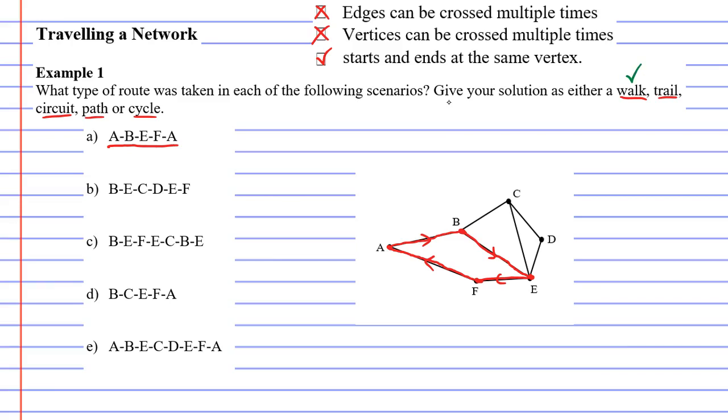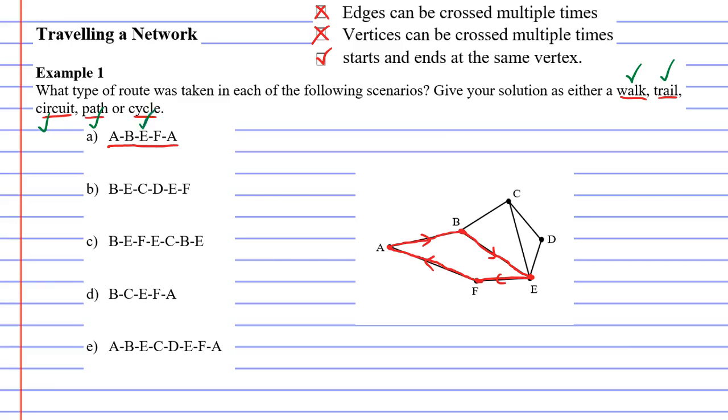It could be a walk, because there are pretty much no rules for doing a walk. It could also be a trail. The one rule for doing a trail is that edges cannot be crossed multiple times, which is true for question A. It could also be a circuit. A circuit is the same as a trail, except you start and end at the same point, which happened in this example. It could also be a path. A path means that edges and vertices cannot be crossed multiple times, which is true for question A.